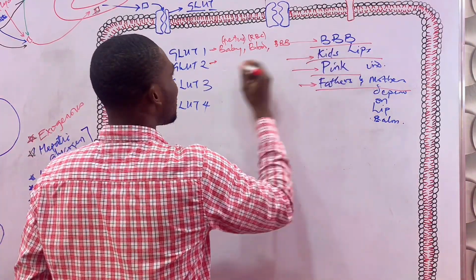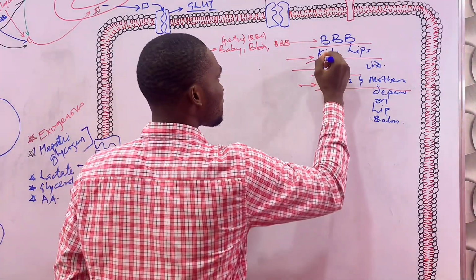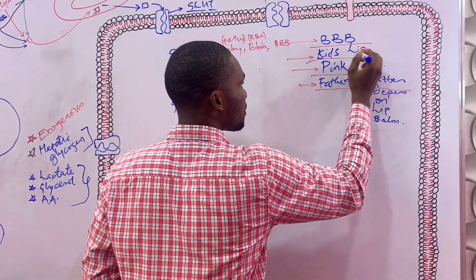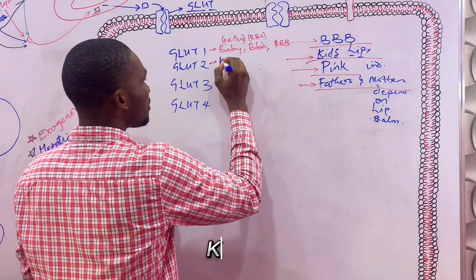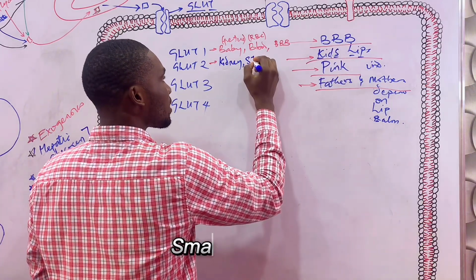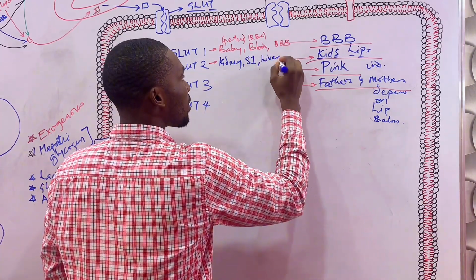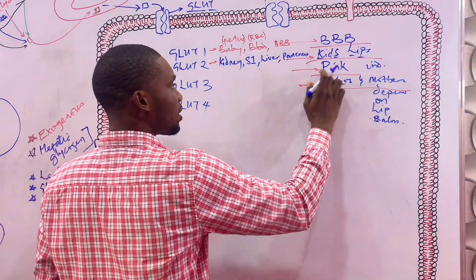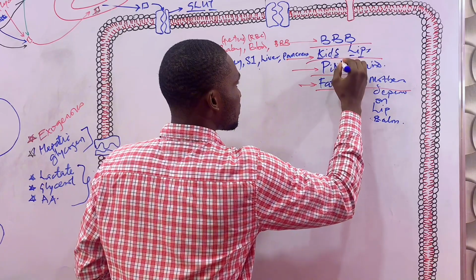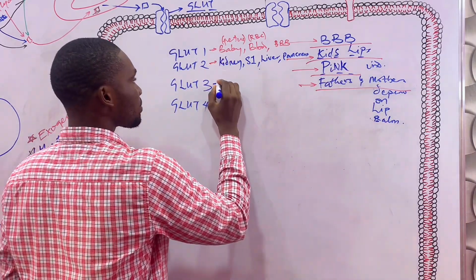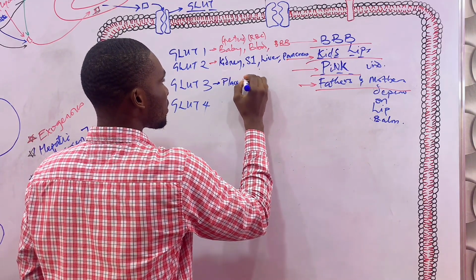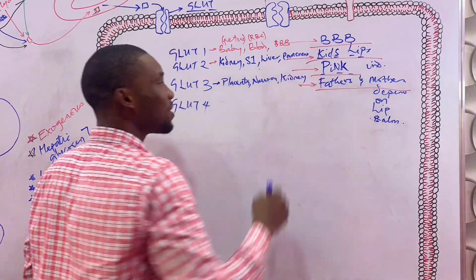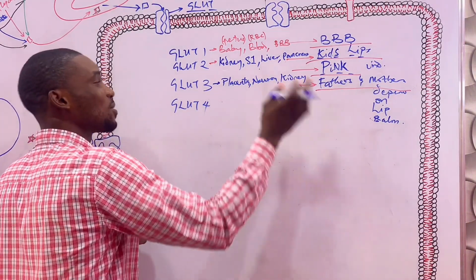So the second one is GLUT2. You take this K over here, and then you take S and L and P. So we have kidney, small intestine, liver, and pancreas. And then the third one, that's GLUT3, make this capital letter and this capital letter. So we have placenta, N, which is neuron, K, which is kidney. You've seen kidney twice, right? So kidney also has GLUT2, it has GLUT3.